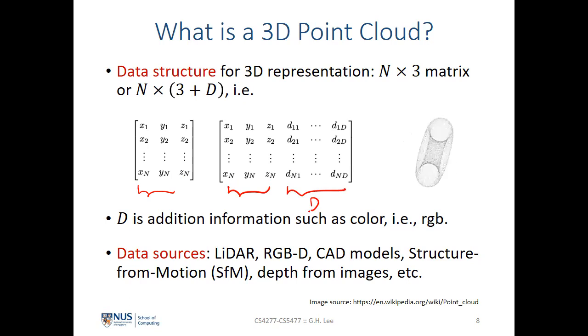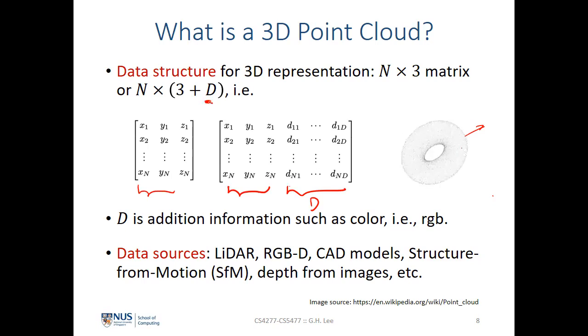It could be the surface normal. That means I can take any point here, compute the surface normal, and then append it to my XYZ. It could also be RGB information, that means it's a textured point cloud. You can also include everything: the surface normal as well as the RGB value. So this D here is up to your imagination.